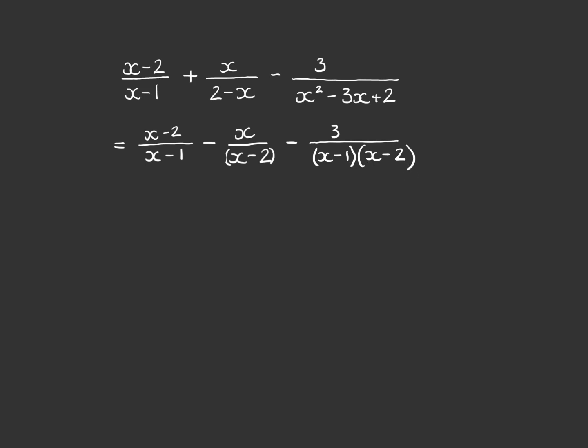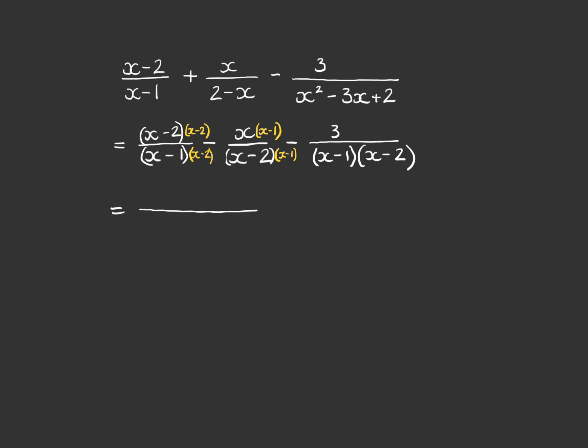Now, of course, when we're finding the common denominator, we need to make sure that we're multiplying both the numerator and the denominator by what's missing. So that should be multiplied by x minus 2 and x minus 2. And then the other one, which already has x minus 2, needs to be multiplied by x minus 1 and x minus 1. So let's write this all out.